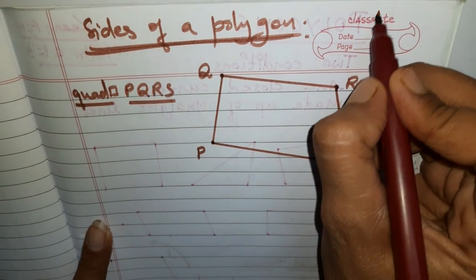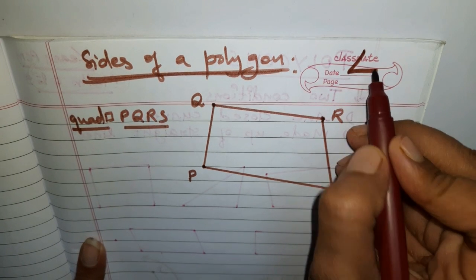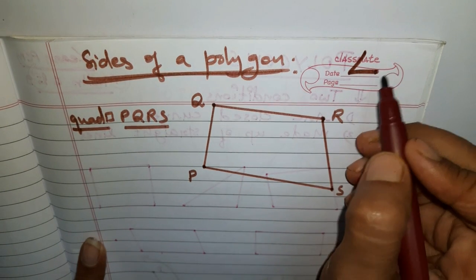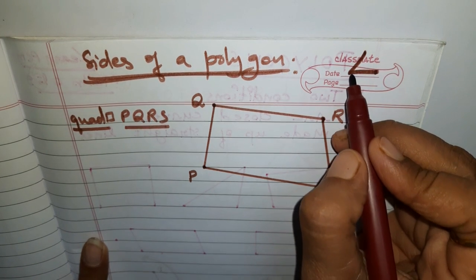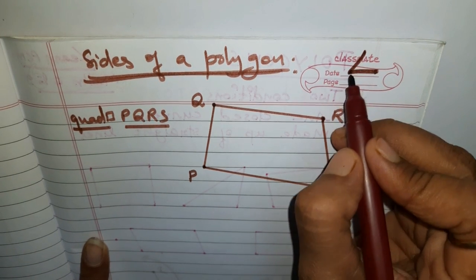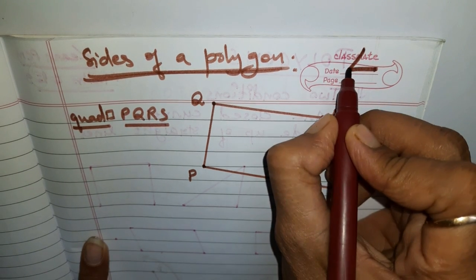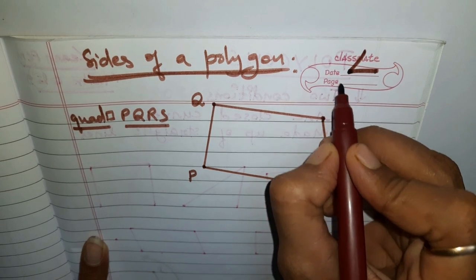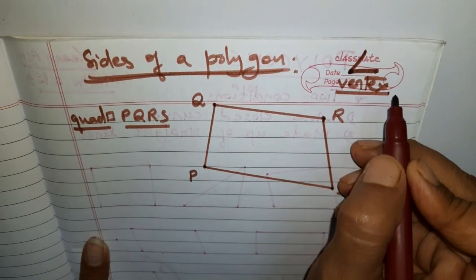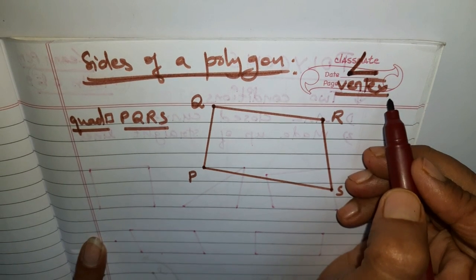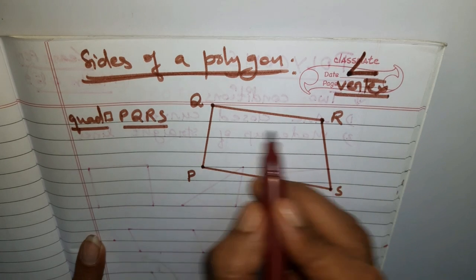Actually, when I was talking about an angle, I already told you that when two rays, or two line segments, or two lines intersect each other at one point, then there is one meeting point, and two arms are formed. That intersecting point is known as vertex. What do we call it? Vertex. And in plural form it is known as vertices. Now here we have four vertices.